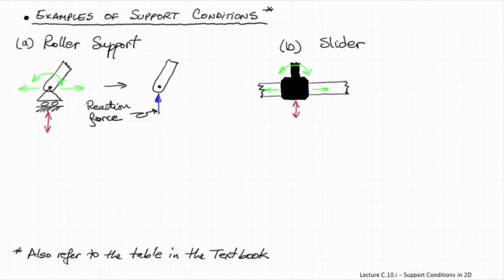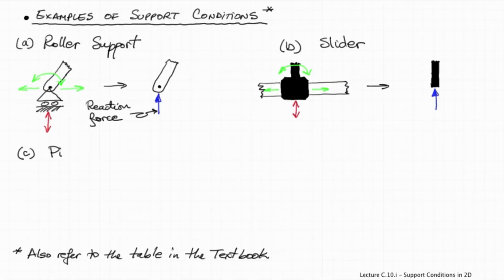It can rotate if the collar is narrow enough, but it cannot move vertically up and down. So to replace this support, we only have to add a vertical reaction force corresponding to the vertical degree of freedom that is not allowed by the slider.